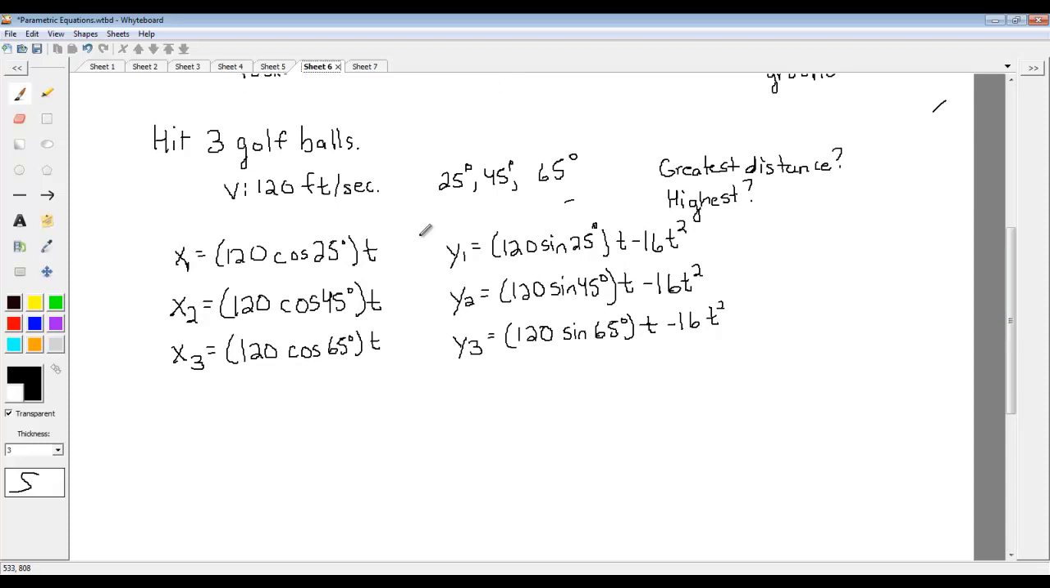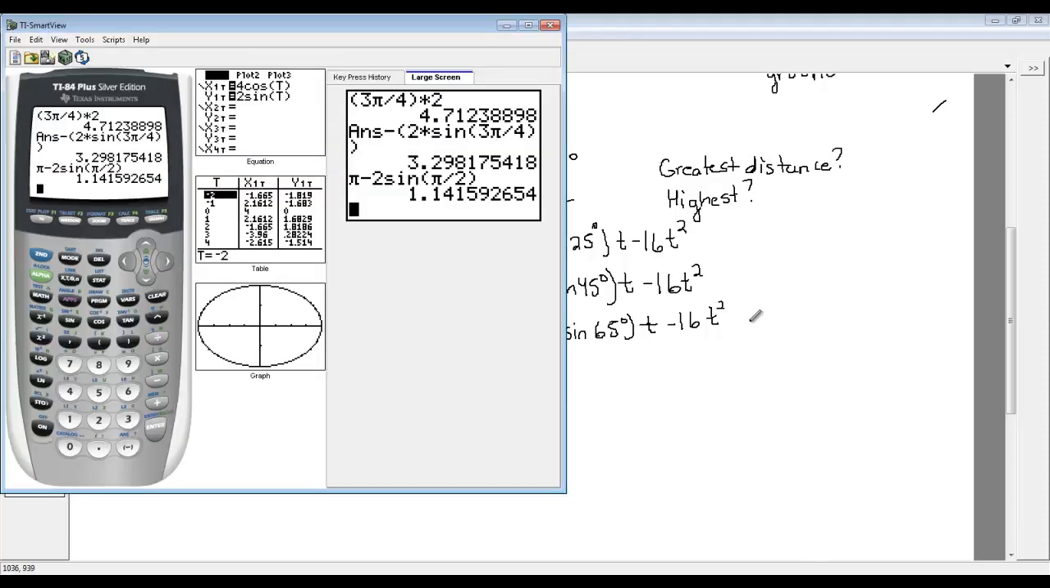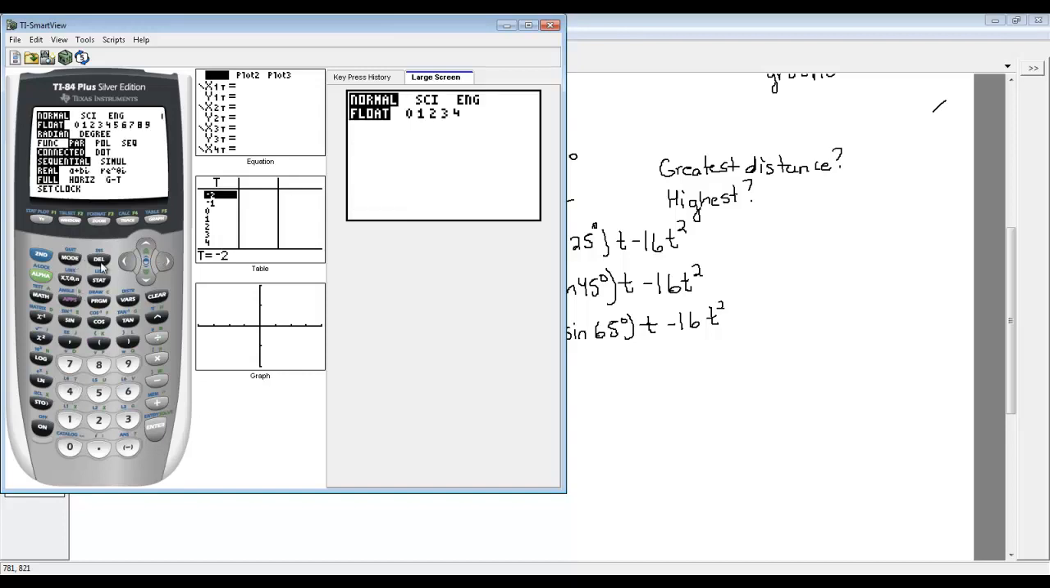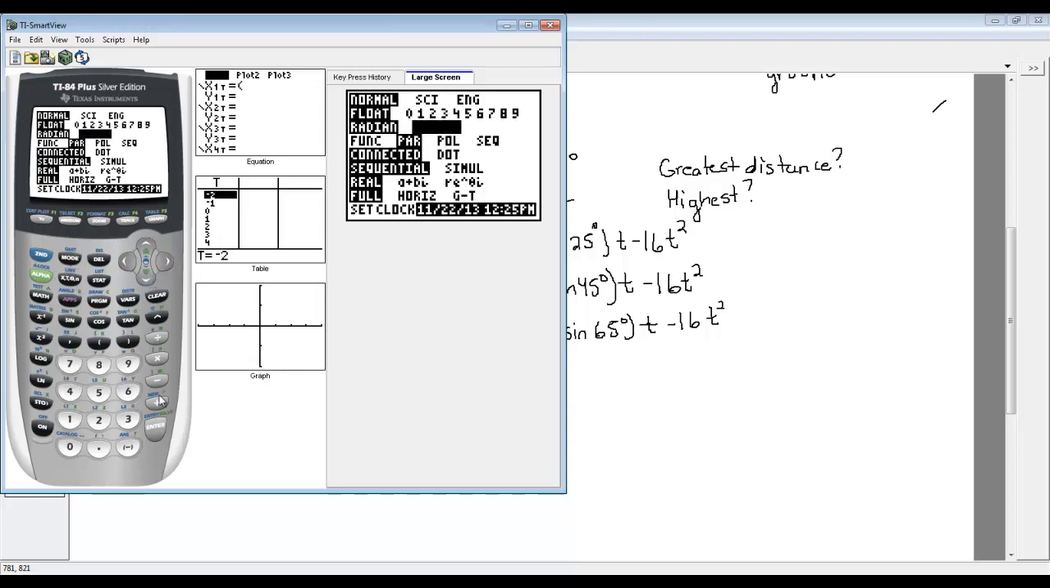This set of parametric equations will help us to model each golf ball that's being hit. First golf ball being hit at an angle of 25 degrees, velocity of 120 feet per second. Second, third golf balls all being hit at the same velocity, but different angles. And we're going to put this in the calculator and figure out what's going on here. Let me make sure I'm in degree mode because this problem's given the angles in degrees. I'm also in parametric, so that's good.